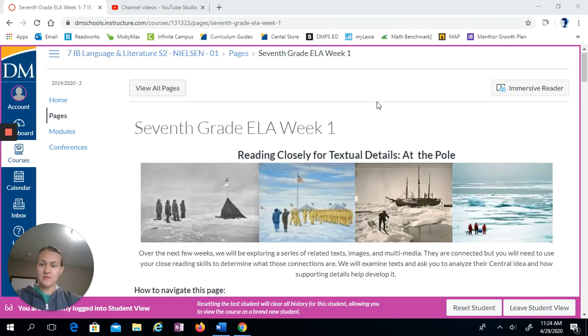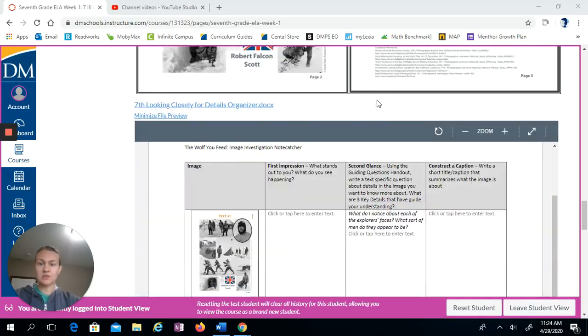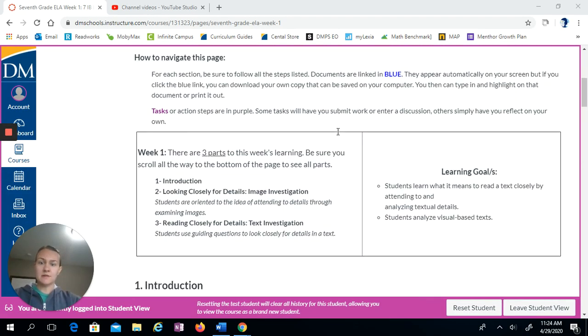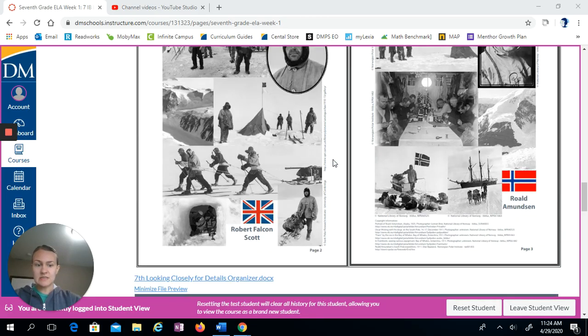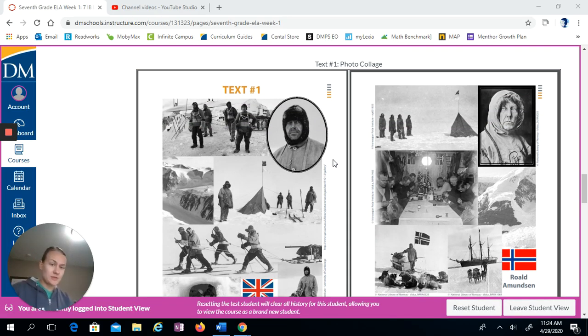So now that we've gone over the introduction, what you're supposed to do, and gotten a better understanding of these guiding questions, we're going to practice those skills on this picture. Remember, these guiding questions help us find details. So we're not just asking questions, we're trying to find the answers, so that we can find details in whatever we're looking at.